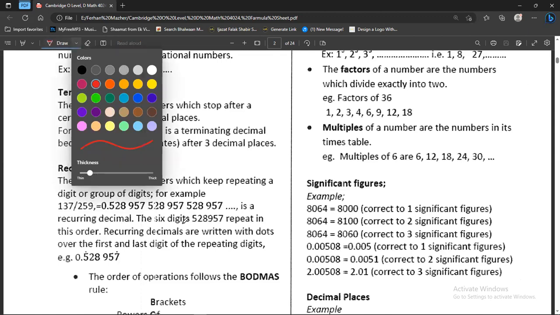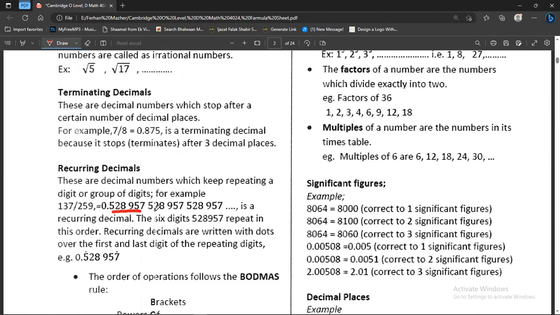That is this number. Okay, this is repeating again and again. So this is a rational number, a recurring decimal. The 6 digits 5, 2, 8, 9, 5, 7 repeat in this order. Recurring decimals are written with dots over the first and the last digit of the repeating digits. For example, on the 5 I will put a dot, and on the 7 I will put a dot. So this pattern will be repeated again and again.